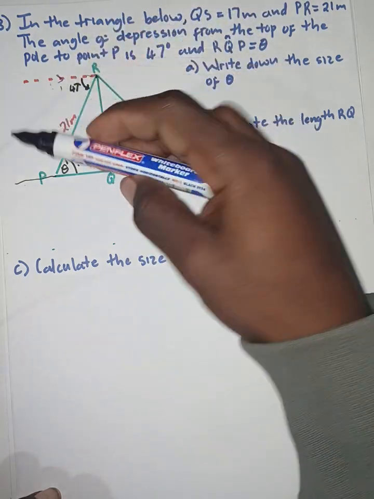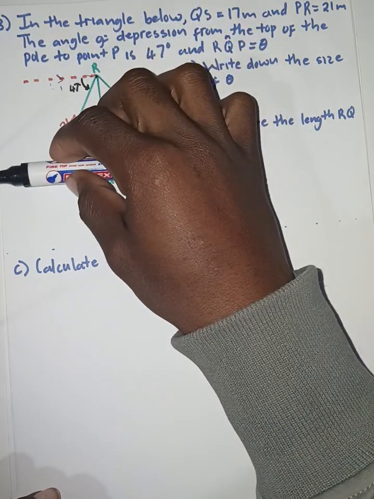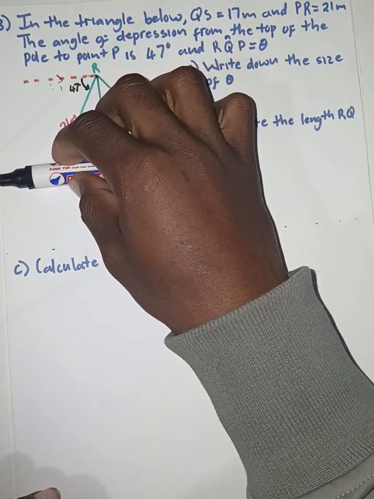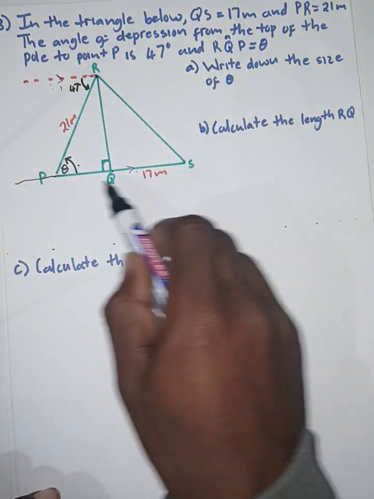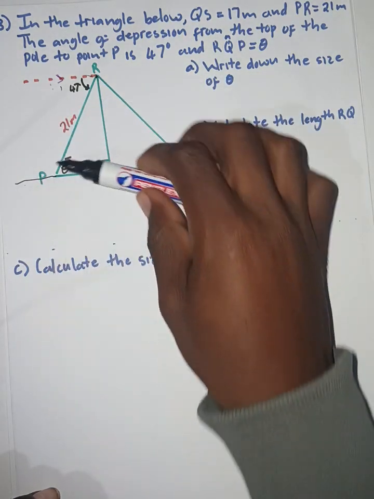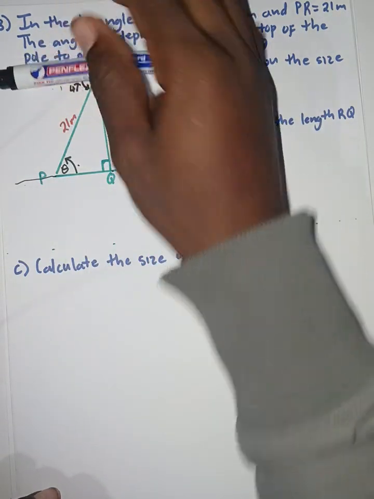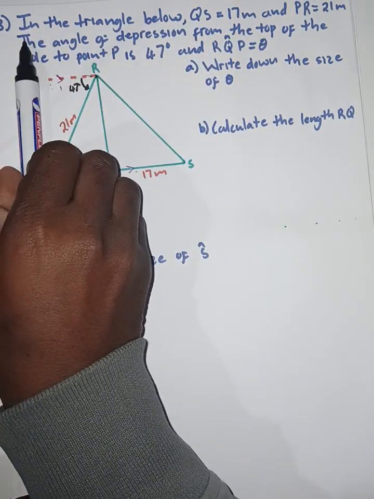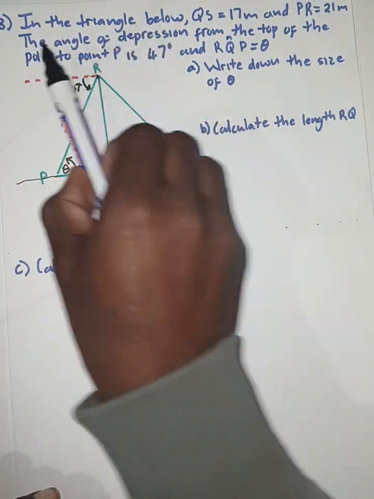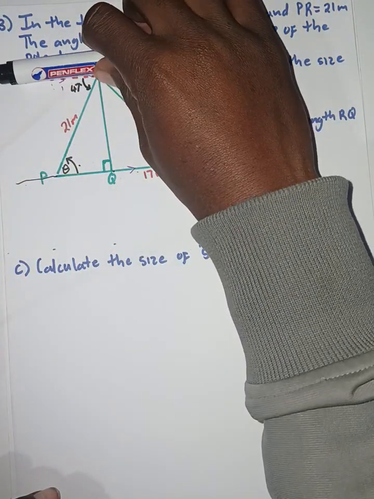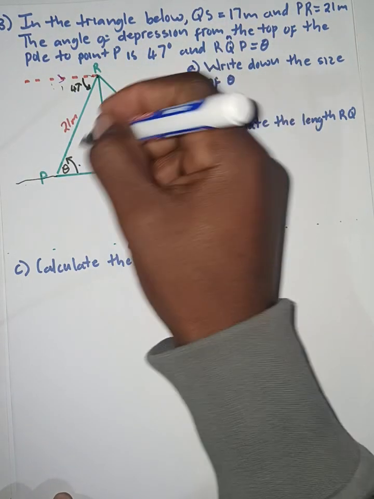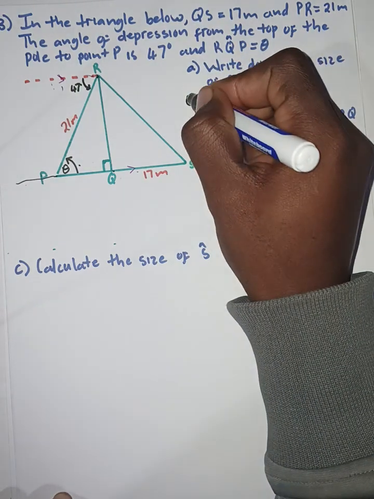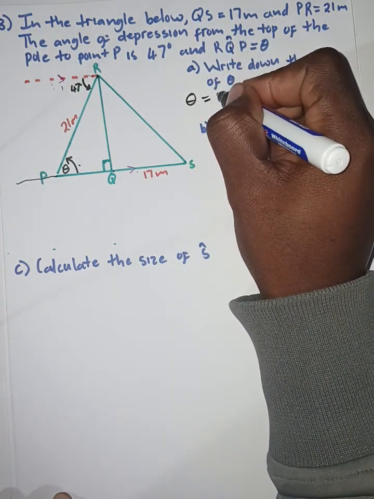So it is the distance from this horizontal line, from this side, Q P S, it would be equal on all these parts, because they say these lines are parallel. So in this case, theta would be equal to 47 degrees.